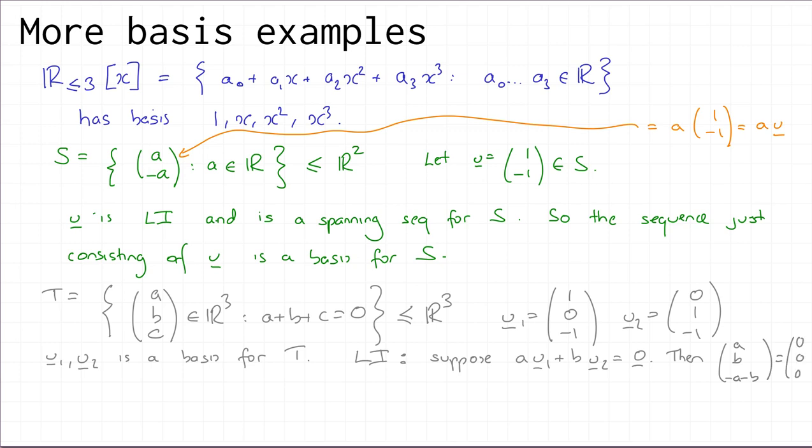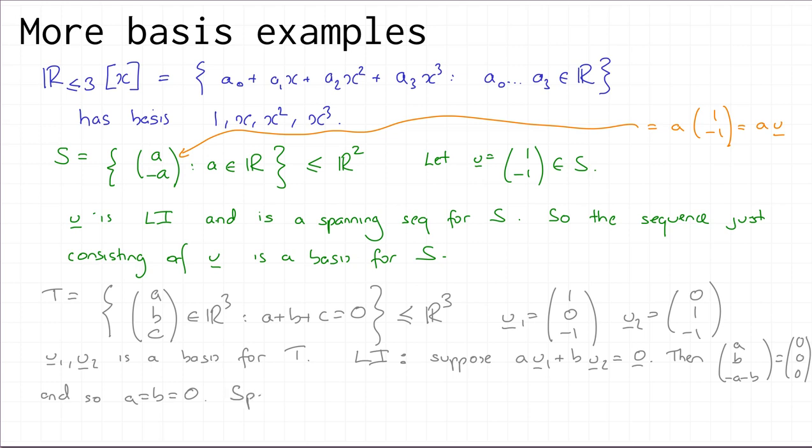So I've got this is equal to the 0 vector: 0, 0, 0. Therefore, just looking at those first two entries, a and b are 0. Okay, that's linear independence. We've shown that if a times u1 plus b times u2 is the 0 vector, then those coefficients, a and b, must both be 0.